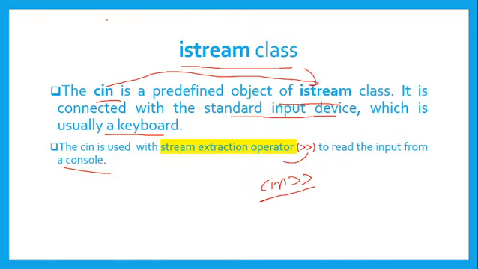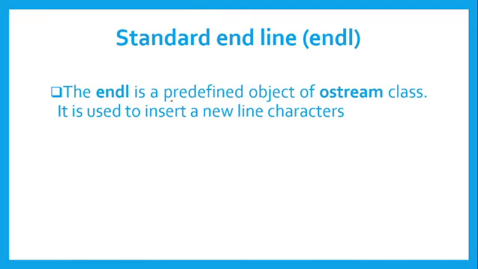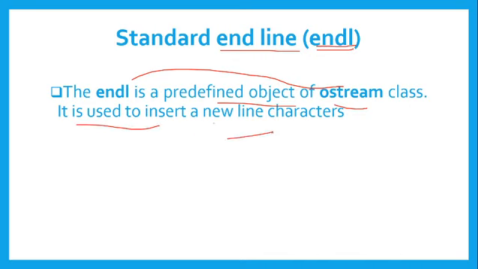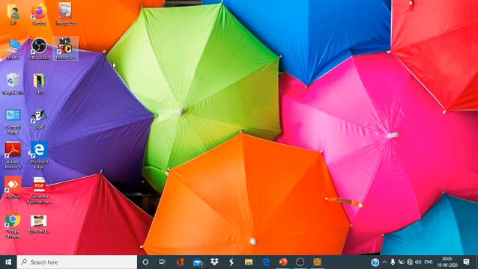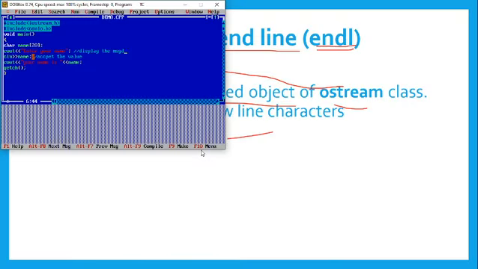Now I will explain about the standard end line. What is the use of endl? So endl is a predefined object of the ostream class. Endl is also defined in the ostream class, and it is used to insert a new line in the output. So if you have to take a new line in the output, what will you use? You have to use endl. How will you use endl? Let's see through an example.